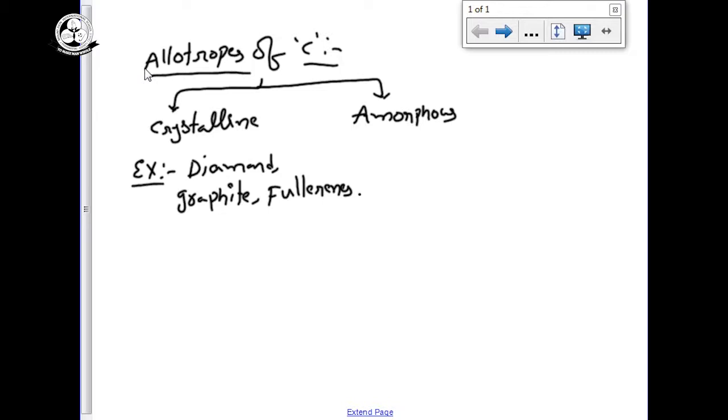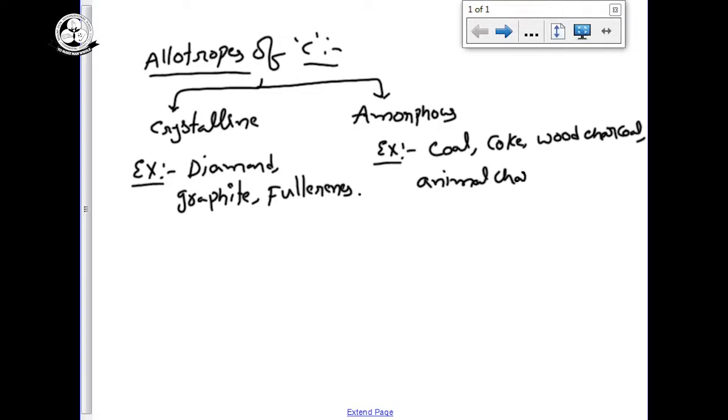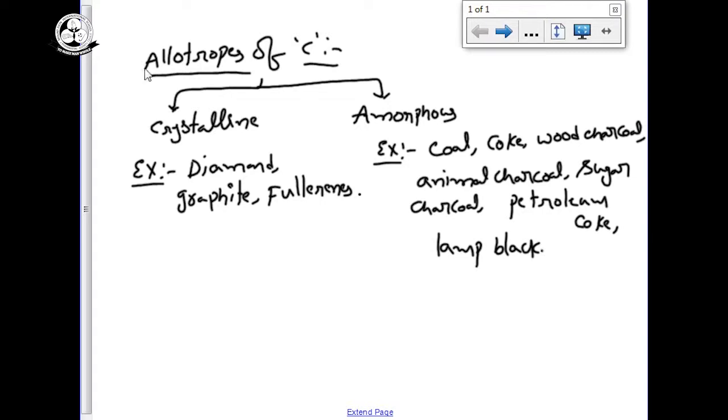Examples of the amorphous form of carbon are coal, coke, wood charcoal, animal charcoal, sugar charcoal, petroleum coke, lamp black, etc. So these are some examples of the crystalline and amorphous forms of carbon.